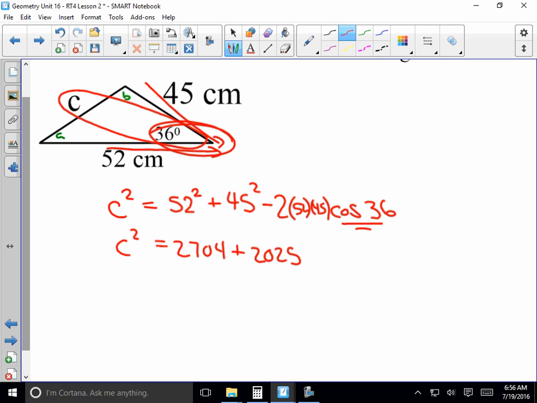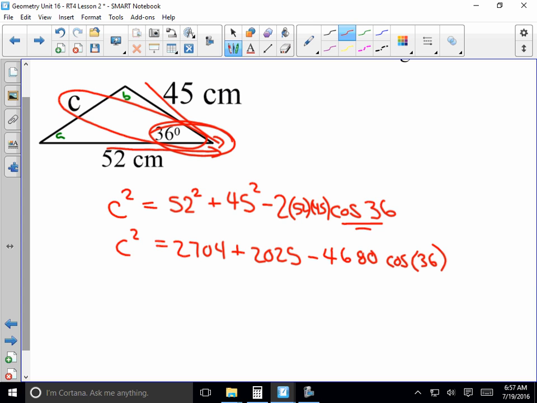So then we've got 2 times 52 times 45, and we've got 4680. So minus 4680 times the cosine of 36. And now we can really finish this out. I just wanted you to be able to see some of those values, so I didn't want to give you just one single answer. So now we put those pieces together: 2704 plus 2025 minus 4680 times the cosine of 36.